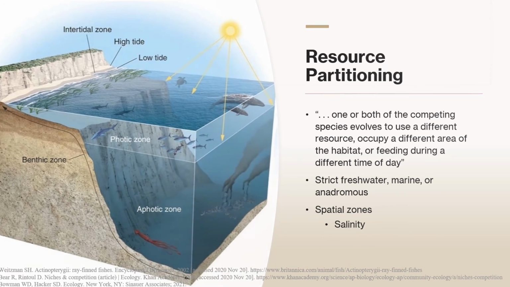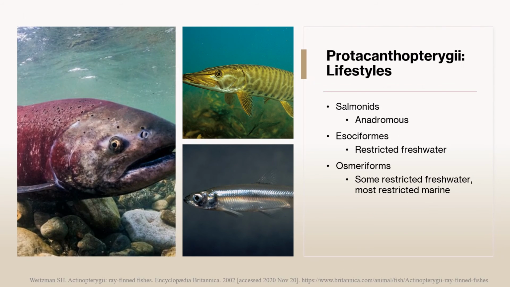These orders within Protacanthopterygii demonstrate the evolutionary differences that lead to resource partitioning of aquatic environments and specialization of their osmoregulatory processes. The salmonids have acquired an anadromous lifestyle which has allowed them to alternate between fresh and saltwater environments. The argentiniforms are completely restricted to freshwater, and the osmeriforms contain primarily marine species. Each of these orders has adapted to inhabit waters of certain salinities and in turn has reduced the competition of aquatic environments.